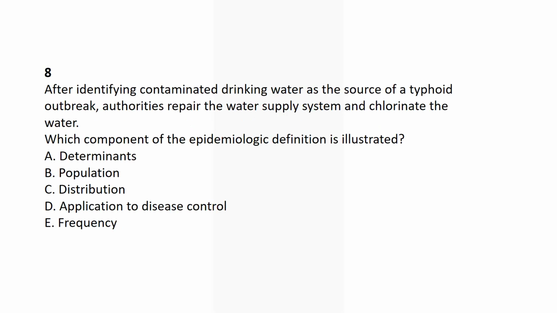Question number eight is, after identifying contaminated drinking water as the source of a typhoid outbreak, authorities repair the water supply system and chlorinate the water. Which component of the epidemiologic definition is illustrated? Option A, determinants, B, population, C, distribution, D, application to disease control, and E, frequency. D is the right answer.